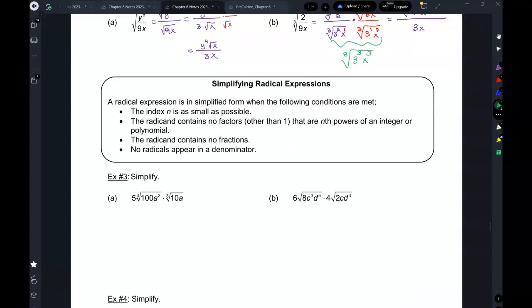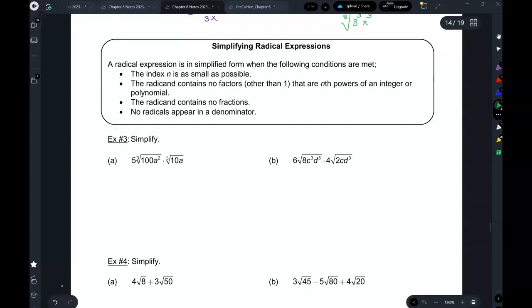Let's simplify radical expressions. Basically, a radical expression is simplified when the index is as small as possible, the radicand has no factors that can come out, the radicand contains no fractions, and no radicals appear in the denominator, okay?